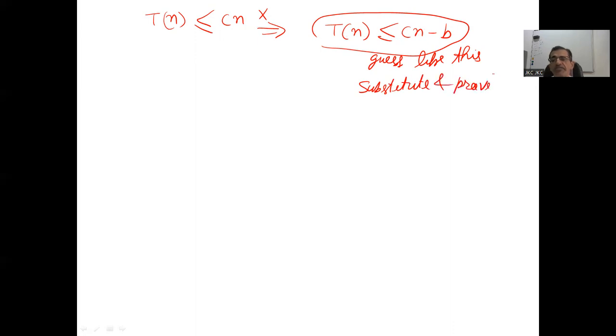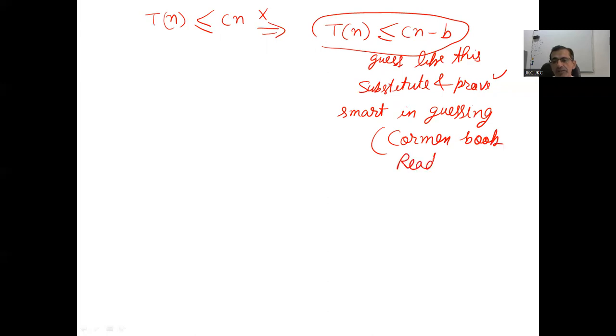So all this is not straightforward. You have to play smartly. You have to be smart in guessing, and then you will be able to do that. Of course, for more detail, read the Cormen book. Many examples are given. Read the examples and solved examples for this. You will get a lot of additional information also. So this is one thing.